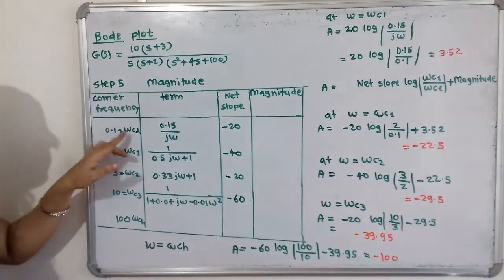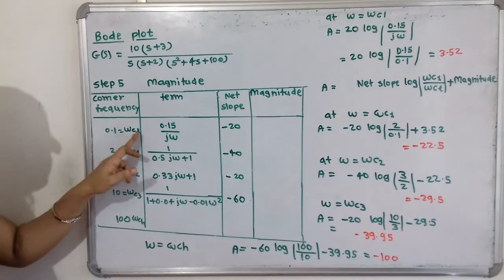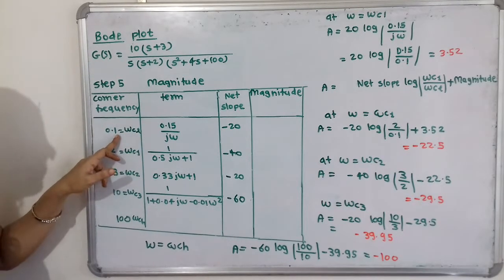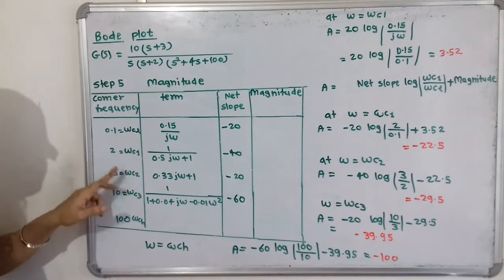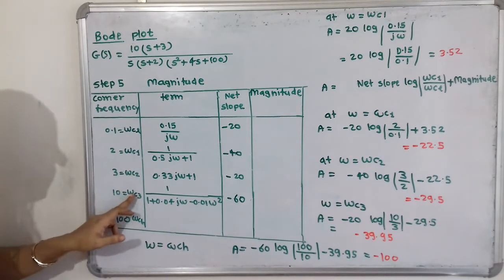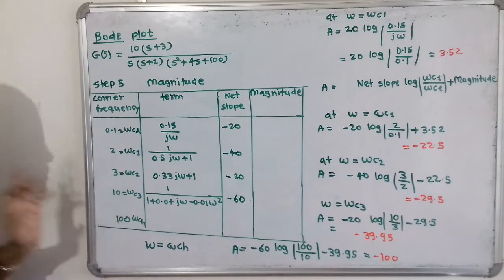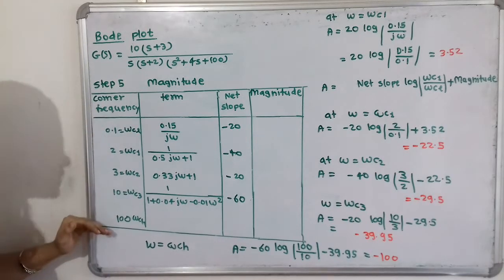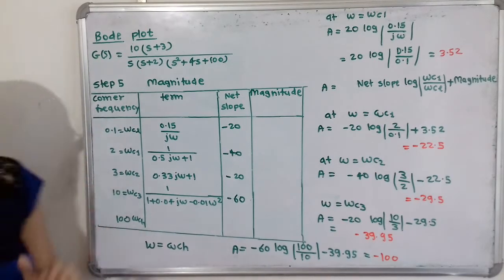So in this first column we have to write the corner frequencies from lower corner frequency to the higher corner frequency. That is, first we will write omega CL, which is equal to 0.1, then omega C1 is 2, omega C2 is 3, omega C3 is 10, and omega CH is 100. So these are the corner frequencies. In this order we have to write.